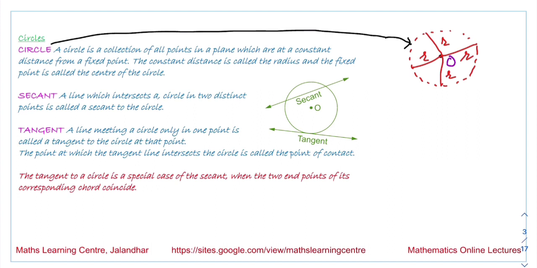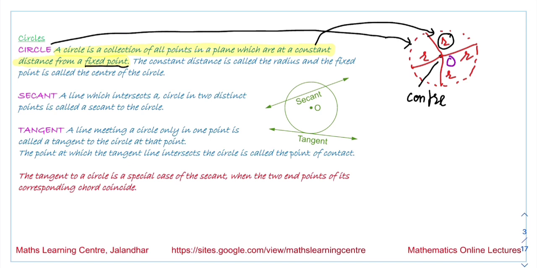So a circle is a collection of all points in a plane which are at a constant distance from a fixed point. This fixed point is called the center, and this fixed constant distance is called the radius of the circle.